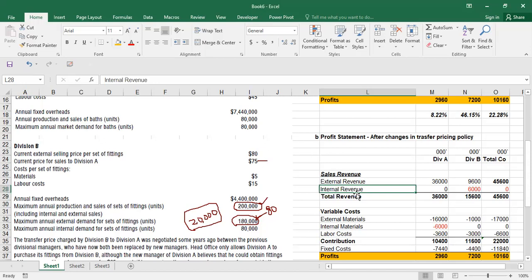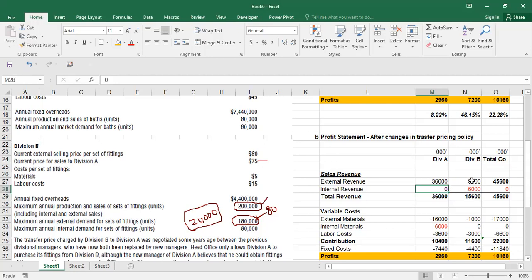Let's make the numbers. So what is the external revenue for division A? Will this number change? No, for division A, it will not change, because division A was selling outside before. It is still selling outside now. So they don't have any change. This 36,000 will remain the same. Their internal revenue was 0.